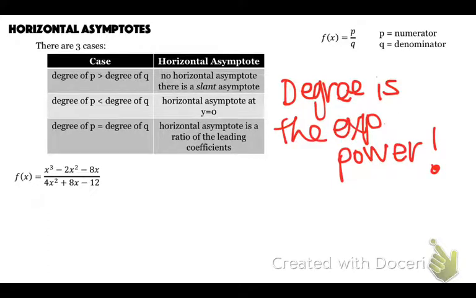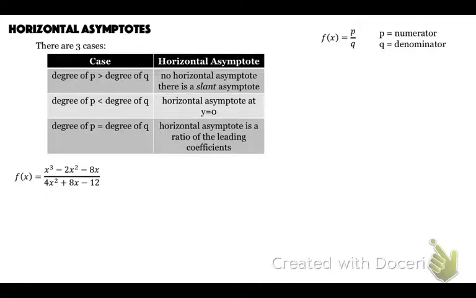So if we have x cubed minus 2x squared minus 8x over 4x squared plus 8x minus 12, well, the degree on top is a third degree. The degree on bottom is a second degree. And the reason I know that is because the highest exponent on top is a 3, the highest on bottom is a 2.